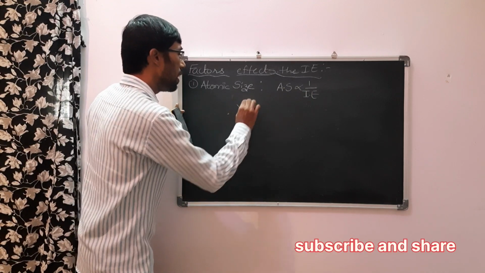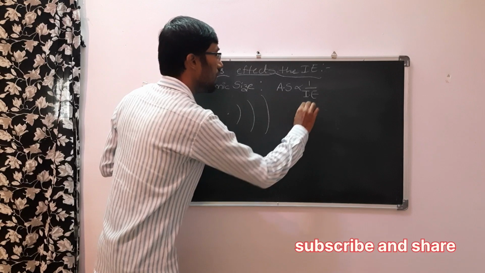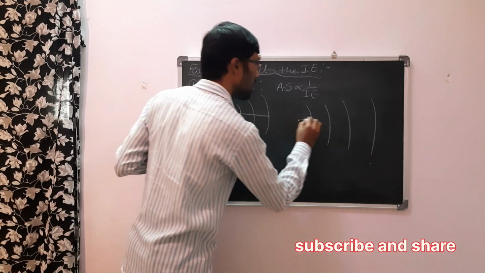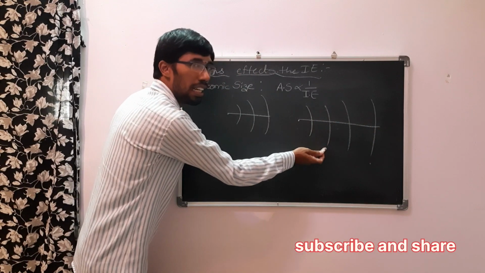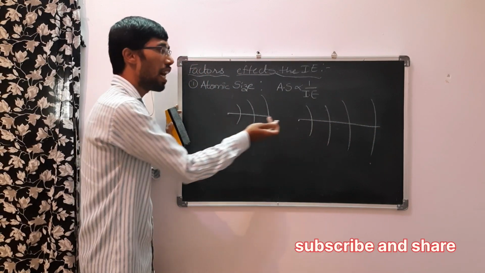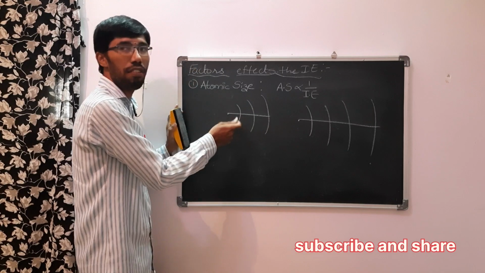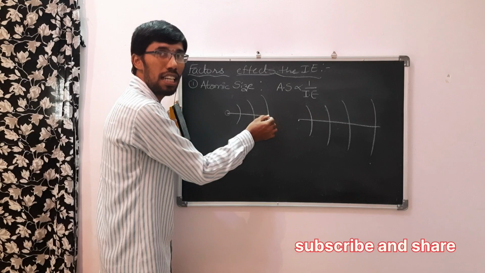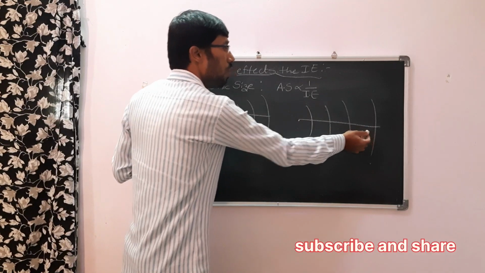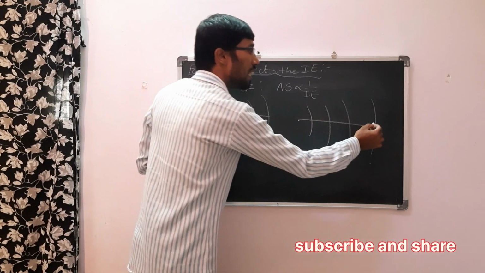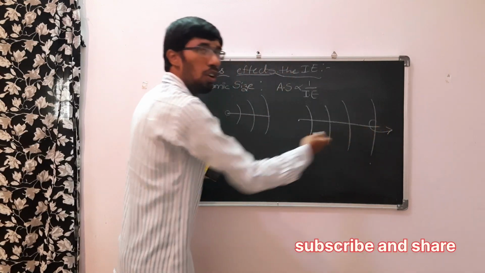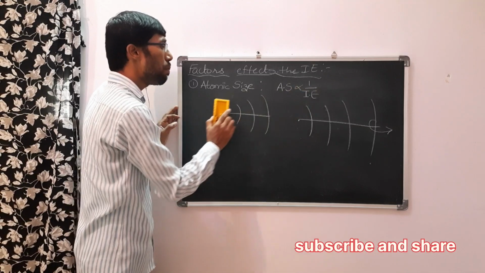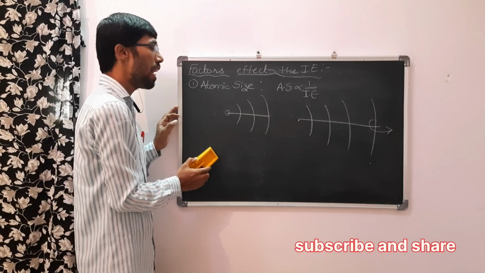So see here, it is an atom and here is one more atom. Here the atomic size is greater than the first one. So the nucleus attraction on the valency electrons is weaker here as compared to the first. If atomic size increases, you require less energy for removal of an electron, so it is inversely proportional to ionization energy.